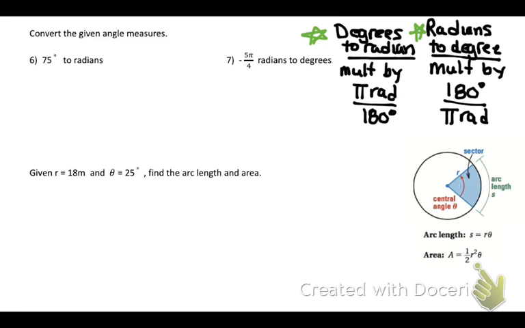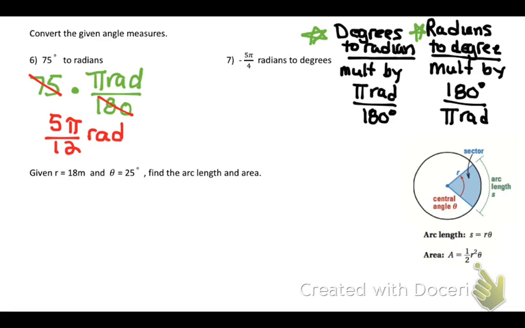All right. So this one says we have 75 degrees. So we take 75 times, and we're going to multiply by pi radians over 180. We can do a little bit of cross-canceling. So if I divide by 15, I end up getting 5 pi over 12 radians. 15 goes into 75 5 times, 15 goes into 180 12 times.